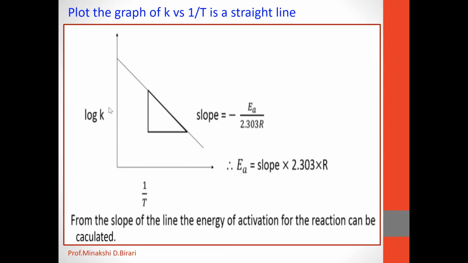To determine the energy of activation of a reaction, its rate constants at different temperatures are determined. Then log K versus 1 upon T graph can be plotted. From the slope of the graph, the energy of activation for a reaction can be calculated. If we put in the values, we can get the energy of activation. EA is equal to slope into 2.303 into R. So this one is the first method, the graphical method, for the calculation of energy of activation of a reaction.